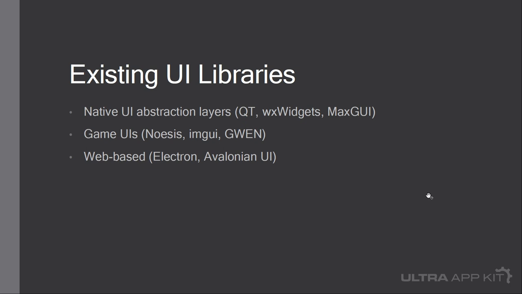So I surveyed all the popular UI libraries out there, and I found they really fell into three different categories. First are the native UI abstraction layers, such as Qt, wxWidgets, and MaxGUI. This was the approach that I used for the Leadworks editor. Second are game user interfaces such as Noesis, IMGUI, and Gwen, which is used in Garry's Mod. And finally, something that's gained in popularity in recent years are web-based interfaces such as Electron, and I believe Avalonia UI falls into this category.